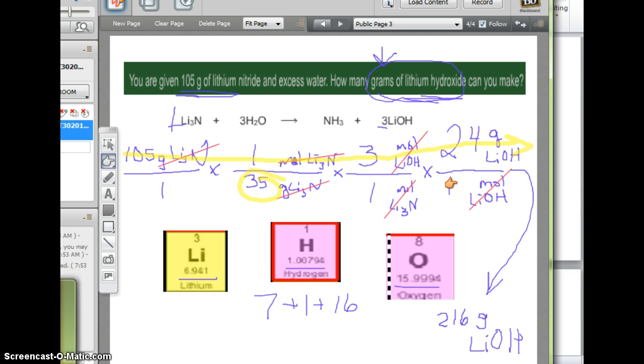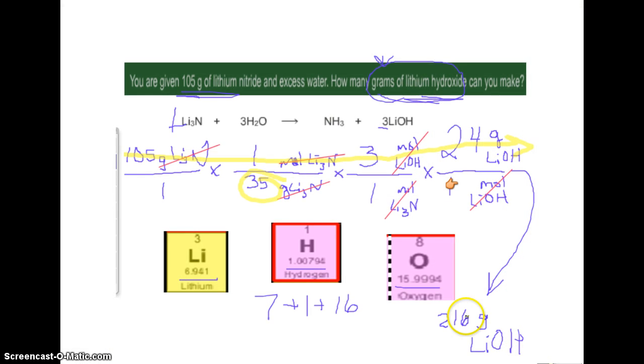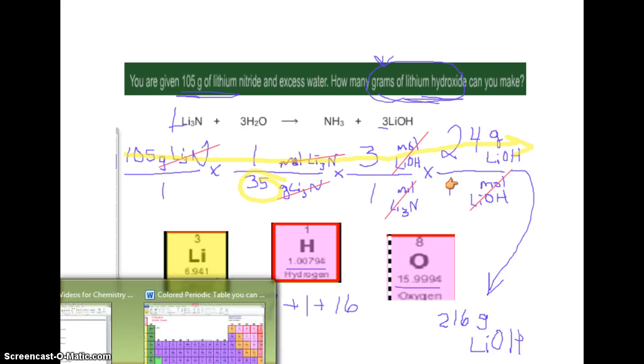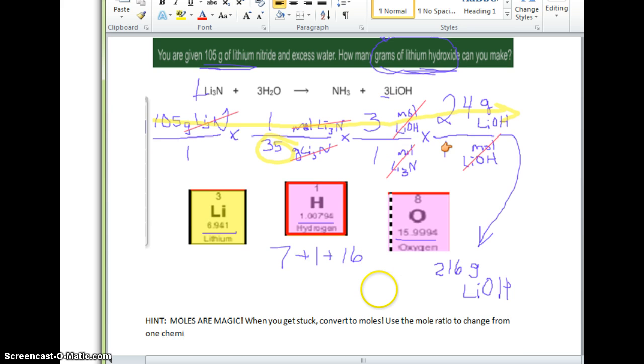So again, you should have written this down in your notes, otherwise do a little screenshot like I'm doing here to make sure that you have it in your notes. And there you go. I'm also going to add the hint. Hint, moles are magic. So when you get stuck, what do you go to? Convert to moles. Use the mole ratio to do what? To change from one chemical to another chemical. Okay? Very important to remember your magic mole ratio.